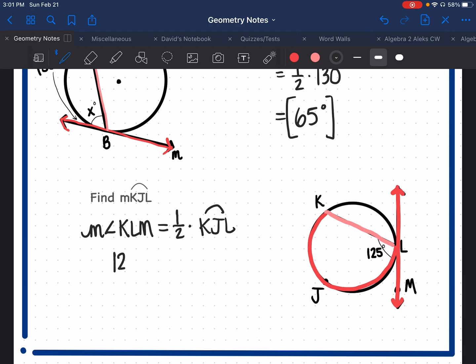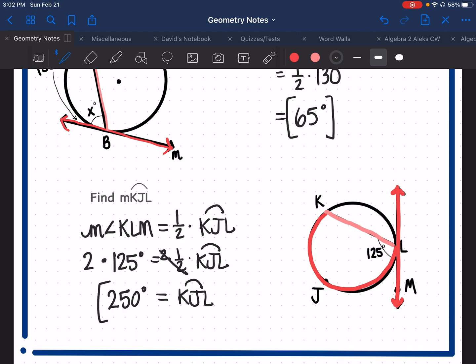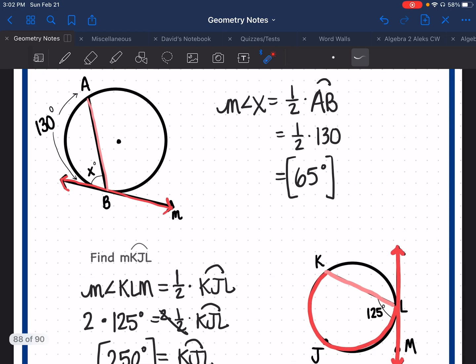So 125 degrees is 1/2 of the arc that I want to find. To find that arc, I'm going to multiply by 2 to get my arc alone, and what I do to one side in an equation, I do to the other. So I get 250 degrees, 2 times 125. Just notice the subtle difference. When I know the angle, I multiply by 2 to find the arc. When I know the arc, I divide by 2 to get the angle, or I multiply by 1/2, same thing.